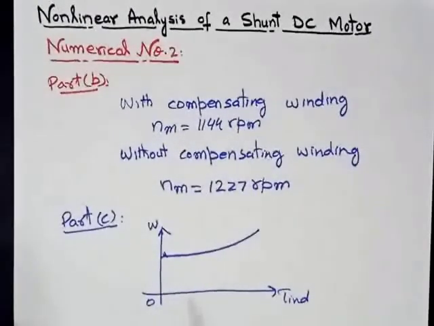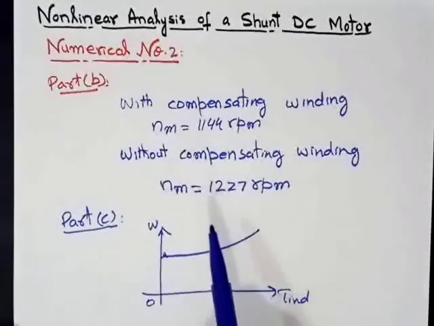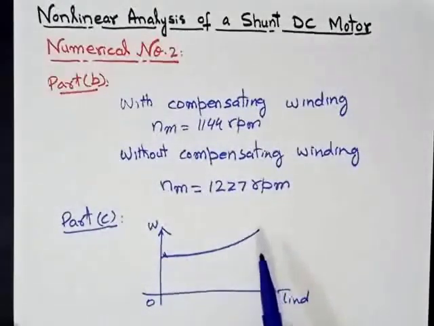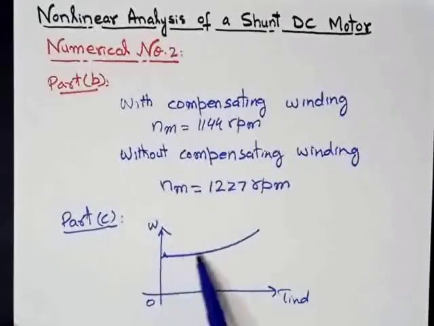Part C is basically the plot between the speed and torque induced. Here in this particular problem, that is without compensating winding, as we have already calculated, the speed of the DC shunt motor will increase. Then the plot between speed and torque induced will be like this. In case of armature reaction without compensating winding, the speed of the DC shunt motor will increase as the torque induced increases. That's it for this week's lectures.